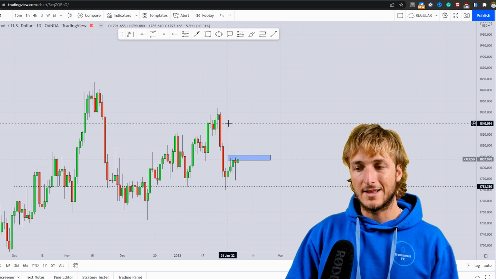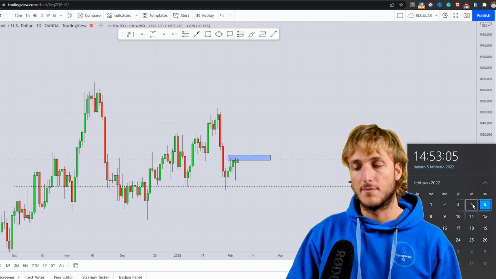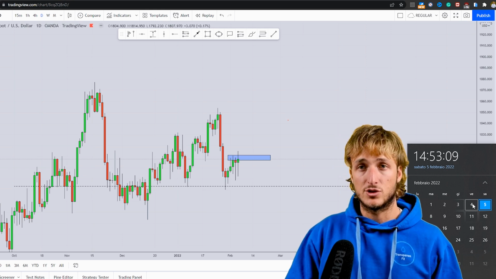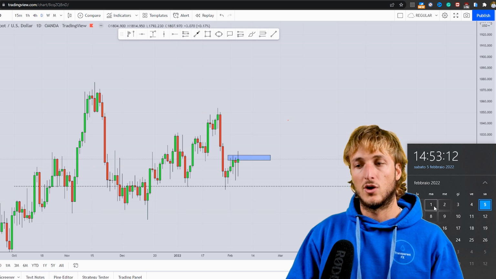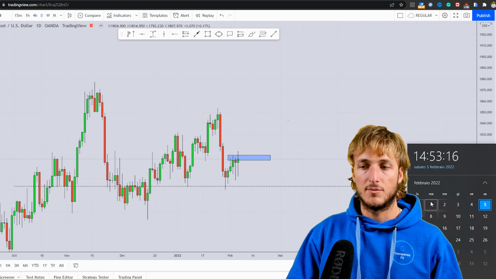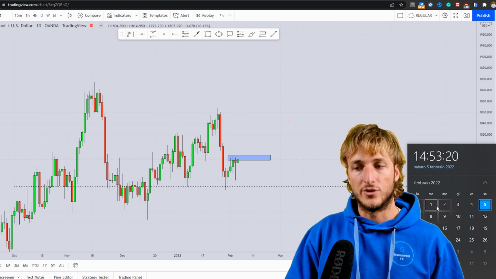We know that Friday was basically the 4th, but the positioning in general is reported on the 1st, because we had a report coming out on the 4th, but the institutions had to report their positions on the 1st.